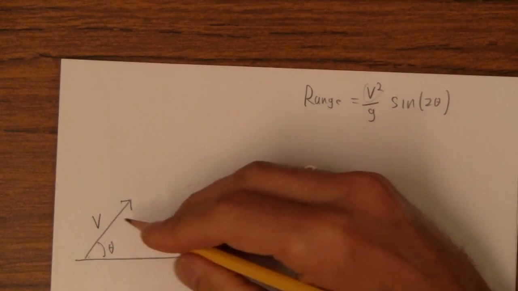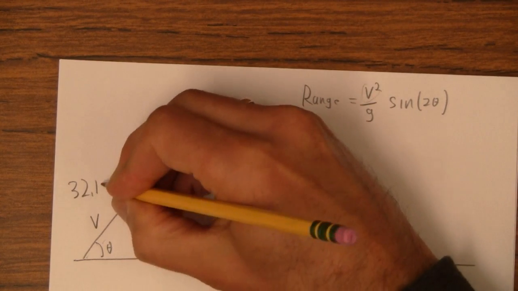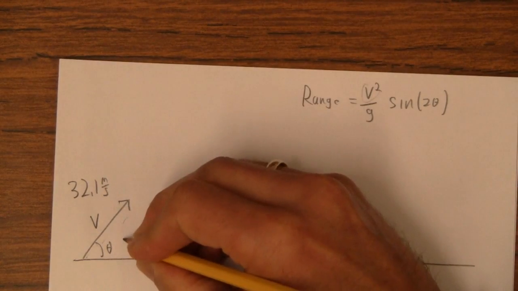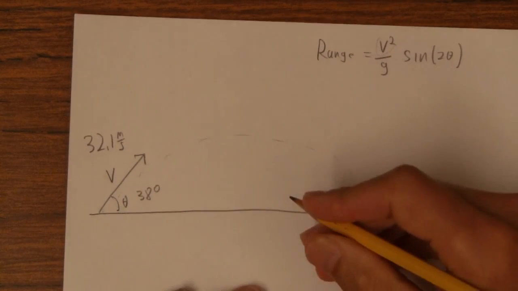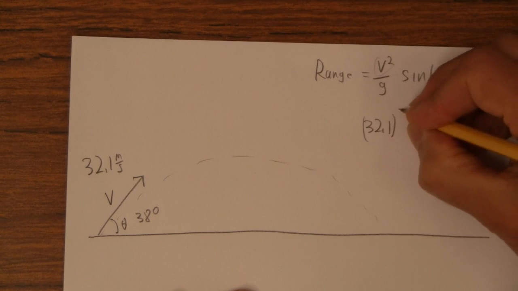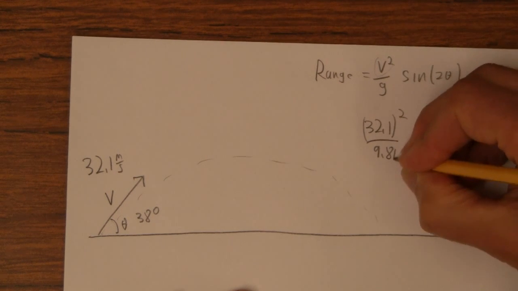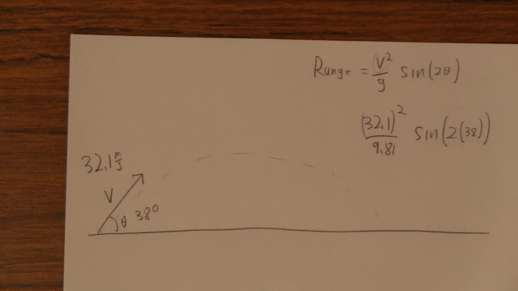So let's suppose we take our rockets launch at 32.1 meters per second, and I launch it at 38 degrees. Then I'm just simply going to do this: 32.1 squared divided by 9.81 times sine of 2 times 38.